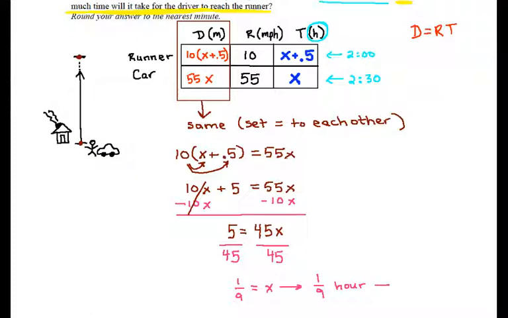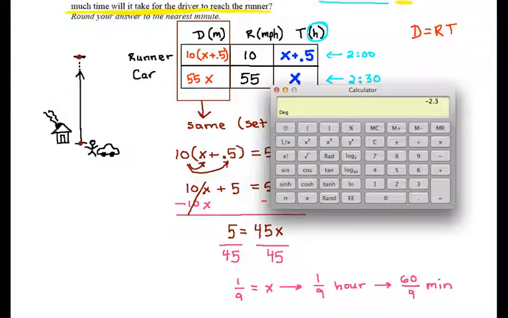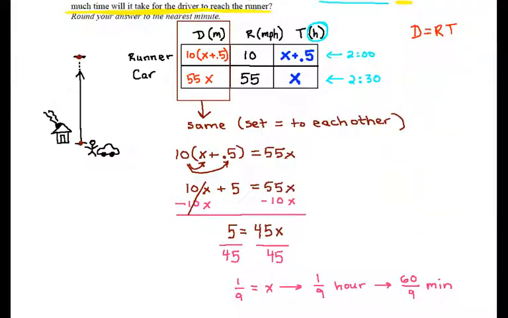If we're going to round to the nearest minute, we first need to express it in minutes. So I'm going to multiply by 60. That is 60 divided by 9 minutes. And in order to round this, I definitely need it as a decimal. So 60 divided by 9 gets me 6.6 repeating. Which finally, as we round that to the nearest minute, we get our final answer, which is 7 minutes. Whew.